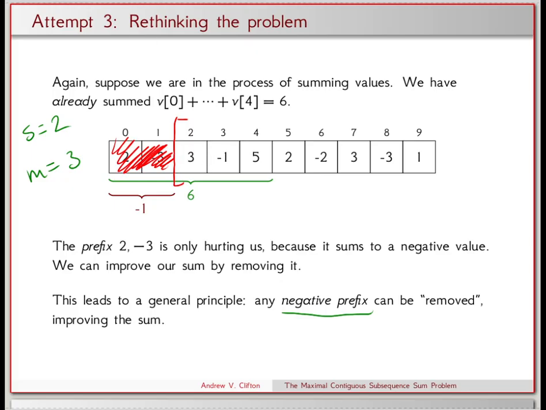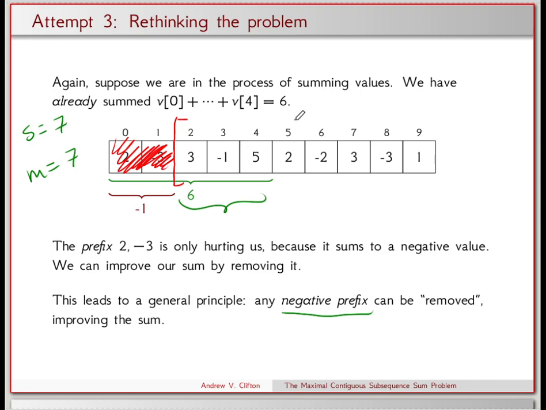So we're going to move on and see if maybe there's some stuff on the other side of this -1 that we want here. And it turns out there is. So we have this 5. We're going to add that 5 to our 2. That gives us 7. Is 7 bigger than 3? Yes, it is. So now my biggest sum is 7. That's this sum right here.